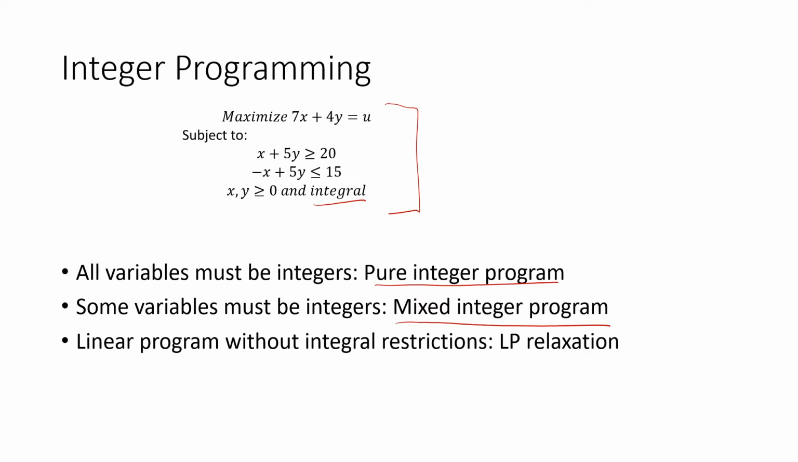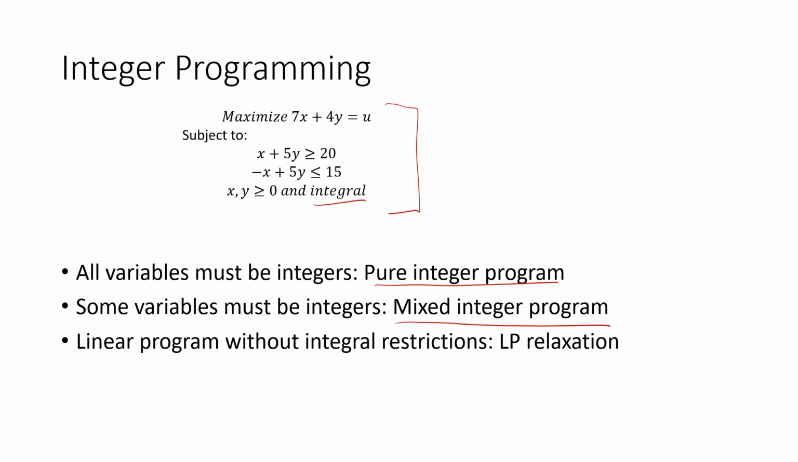There is another kind called a mixed integer program where only some things have to be integers. Okay? That is even more complex to solve depending on the method that you're using, but it is another common type of problem.